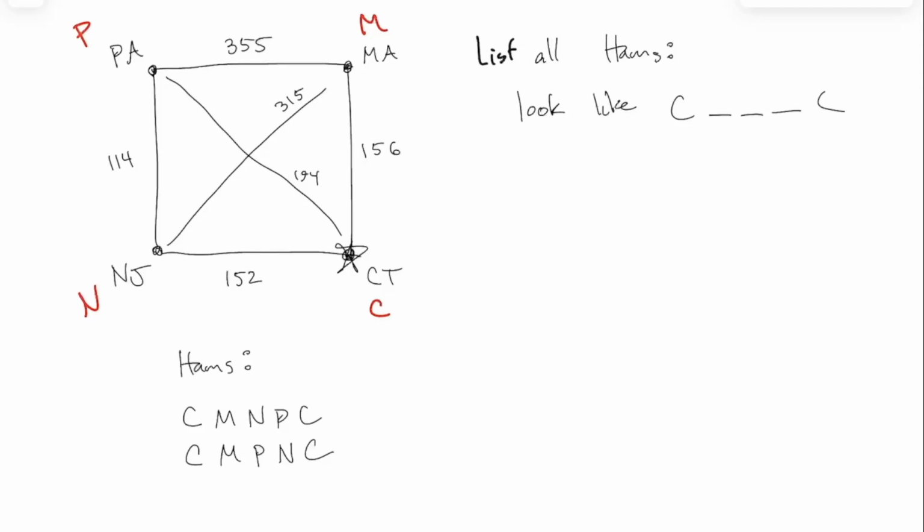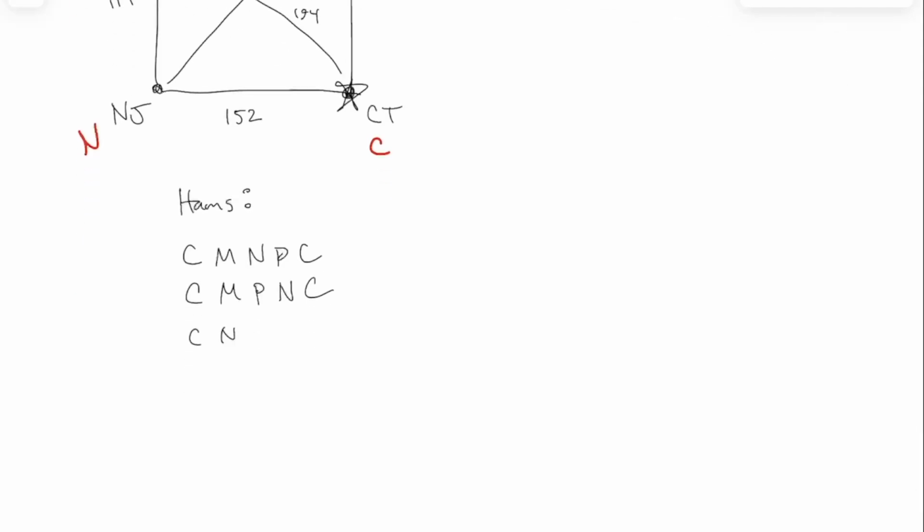There are 2 that have M next. There are 2 that have N next, so that could be C, N, M, P, C, or C, N, P, M, C. And then there are 2 which have P in the second position: C, P, M, N, C, or C, P, N, M, C, like that. There are 6 of them. If you have 3 different things to rearrange, there will always be 6 possibilities. All right? And now we have to find the weights.